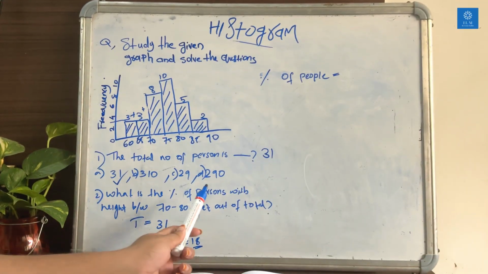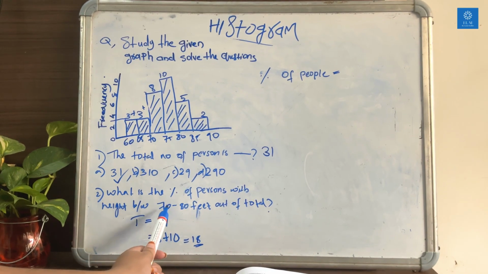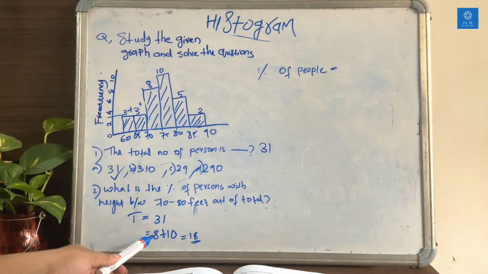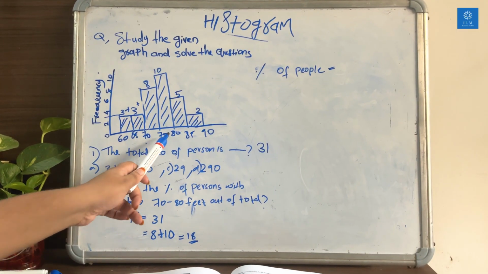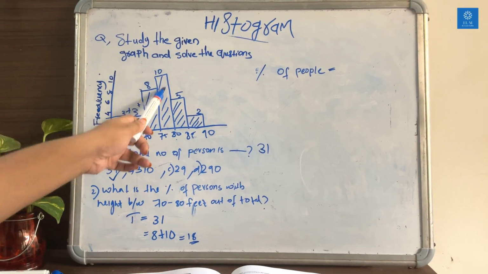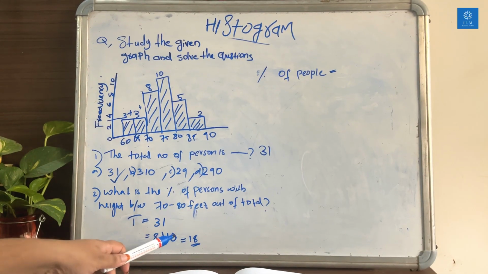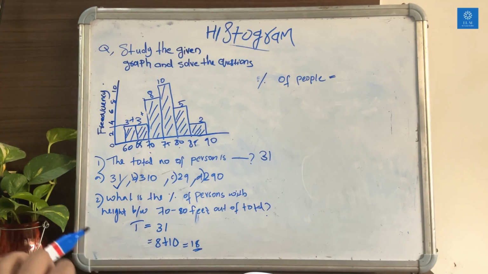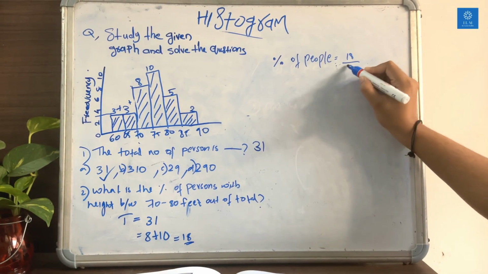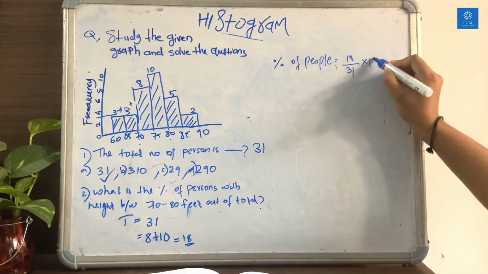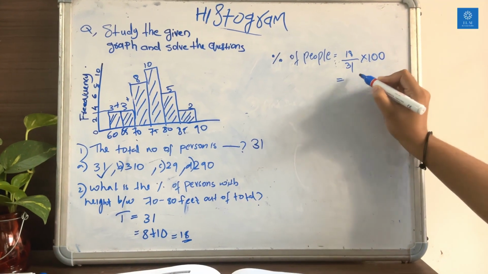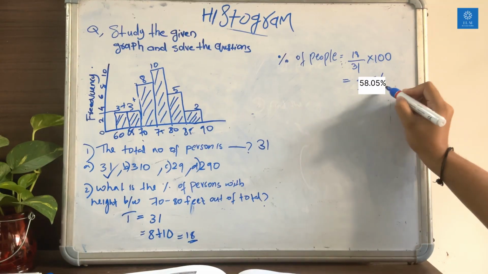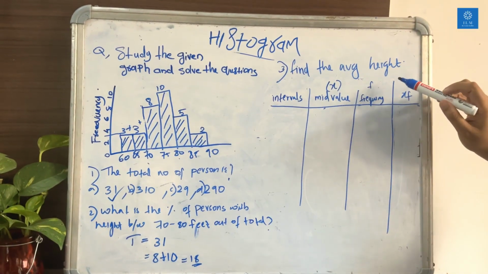Okay, so what is the percentage of persons with height between 70 to 80 out of the total? So total is 31 and people between 70 to 80, that is 8 plus 10, that is 18. Now we have to find the percentage of people. So the percentage of people will be 18 by total into 100, that is going to be 58.5 approximately.